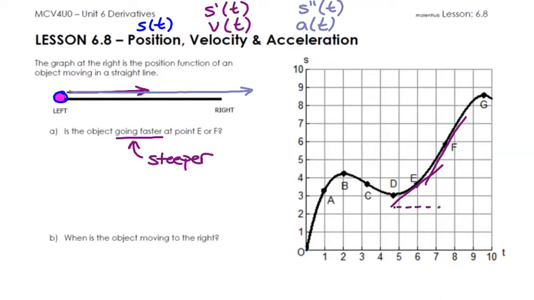Which one is the steeper one? As they go through the same amount of time, which one is higher? This is the same amount of time, and this one looks like it's covered more distance. So the rate of increase is faster at F because F is the steeper one. Therefore, it's going to be going faster at F. Now, when is the object moving to the right? We talked about that already. Get rid of all of this.